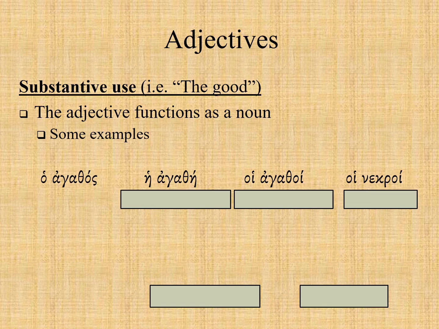So ho agathos, he agathe, hoi agathoi, and hoi nekroi. So ho agathos means the good man. Now literally it means the good, but because it's a masculine form of the adjective, the man is implied. Now, you might not always use the word man here, but if we had a context, we would come up with some different ideas. But generally speaking, it would be the good man.